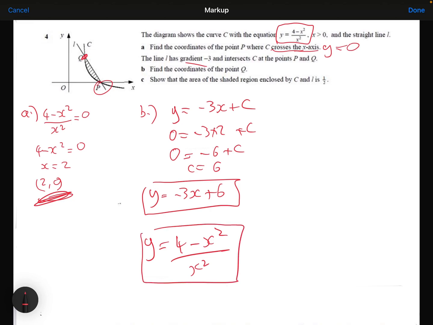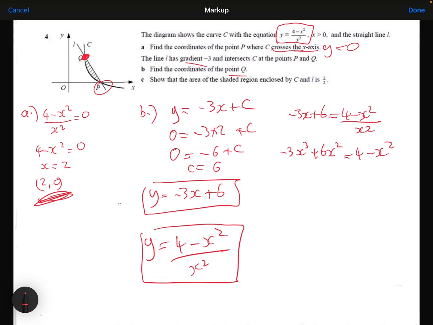So if I do simultaneous equations with these, because that point Q that I'm trying to work out here is where they intersect. So let me do that. I'm going to say that minus 3x plus 6 equals (4 minus x squared) over x squared. If I multiply both sides through by x squared, that will get rid of the denominator. So I'll get minus 3x cubed plus 6x squared is equal to 4 minus x squared.